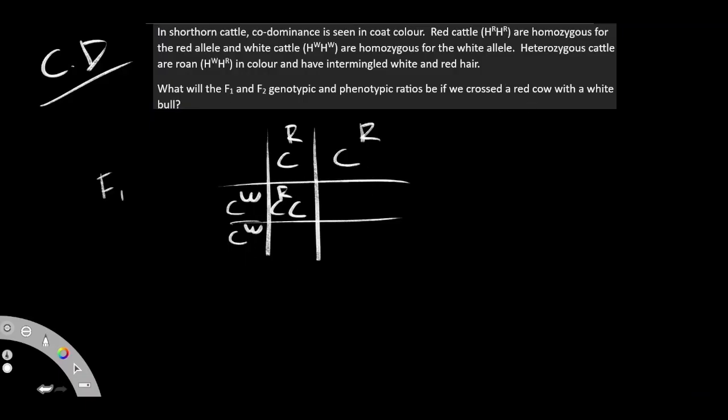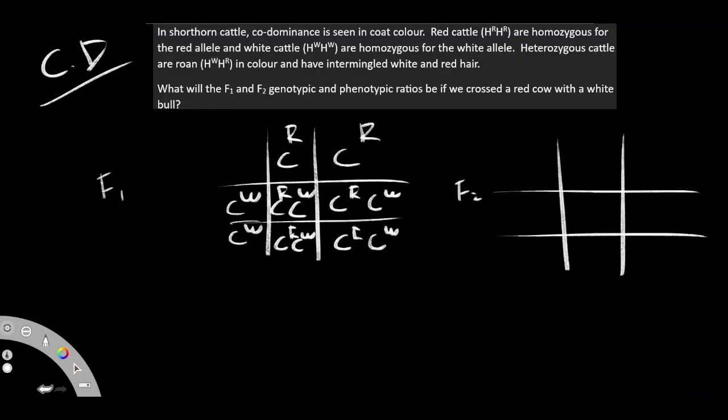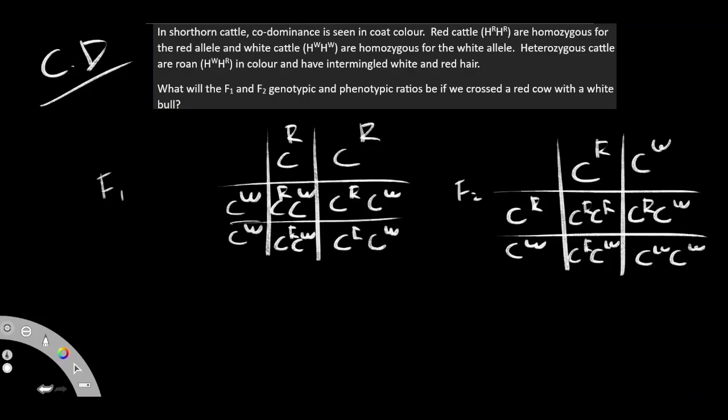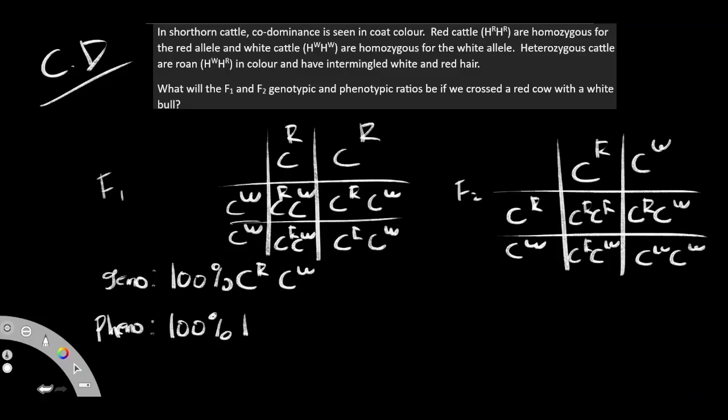So we got CRCW, CRCW, CRCW, CRCW. Okay, and then let's do the F2 generation now, and we're going to just summarize them together at the same time. CRCW, CRCW, CRCR, CRCW, CRCW, CWCW. So for the genotypic ratio, you have here 100% CRCW. Phenotypically, this is 100% chance of getting roan.